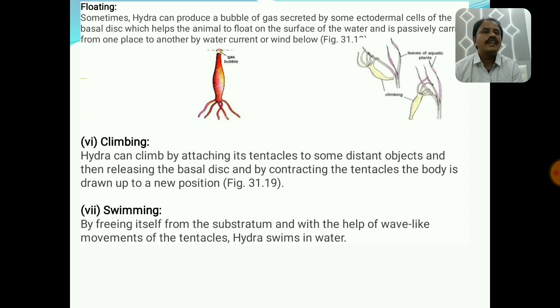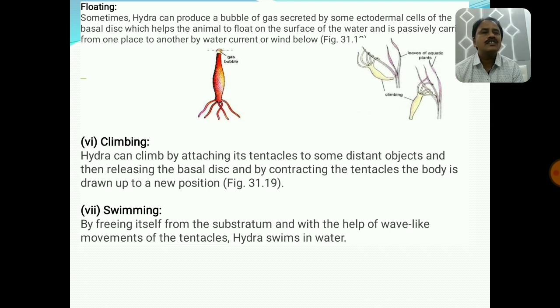Now for floating, the gas bubbles are formed by the gas glands, and Hydra floats in the water bodies, and along with the movement or the current of the water, Hydra moves passively in the water. The next method is the climbing method. The climbing is done with the help of the tentacles. Hydra climbs with the help of the tentacles onto the aquatic vegetation and moves in the forward direction.